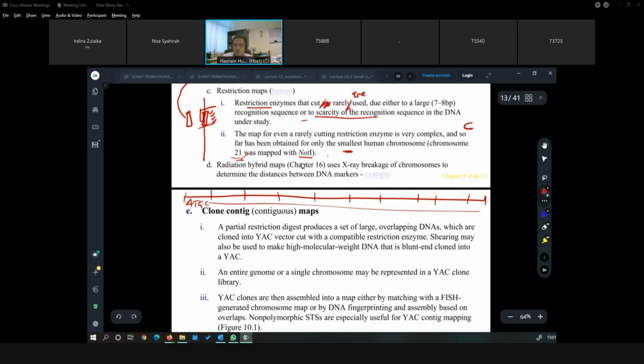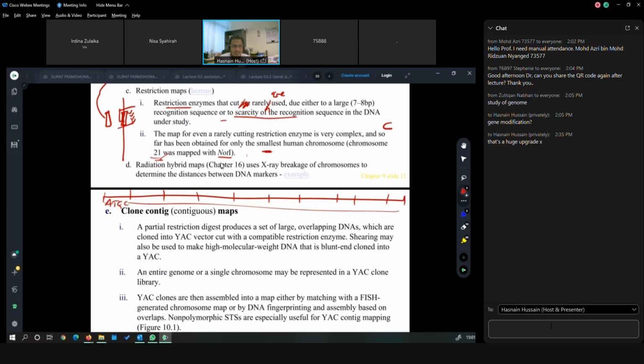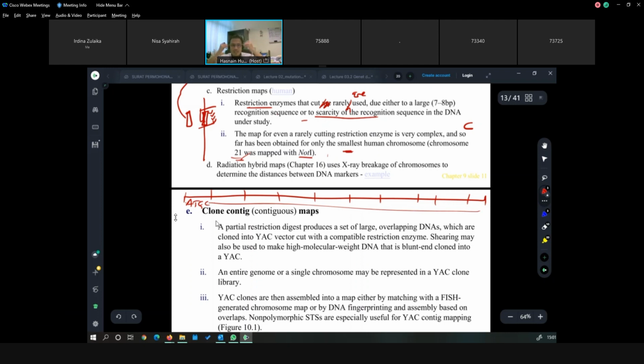So how do I cut? What do I cut DNA with? Someone? How do I cut the DNA? With what? Restriction enzyme. Restriction enzyme. Okay, yeah, correct. Good. Okay, everyone, hopefully you have an idea of how we cut the DNA using restriction enzyme.